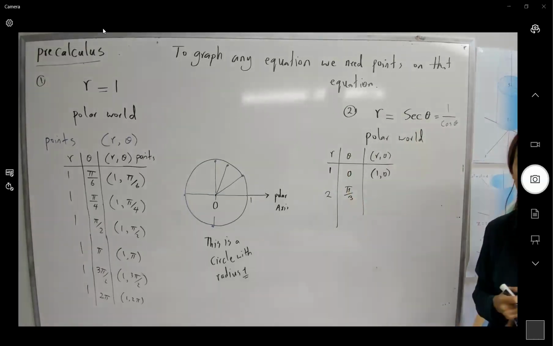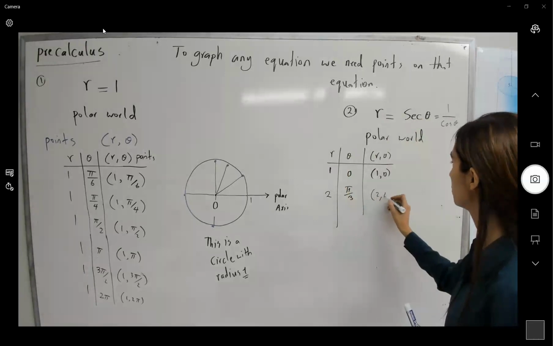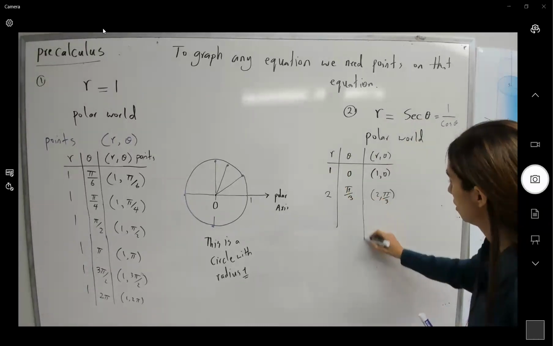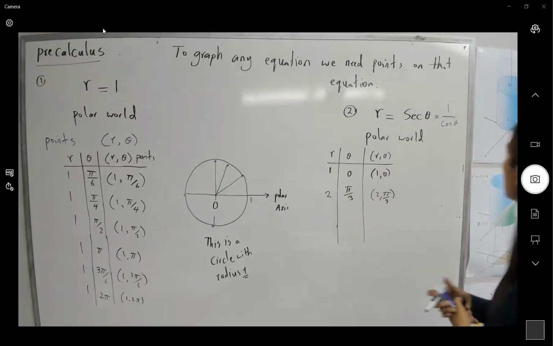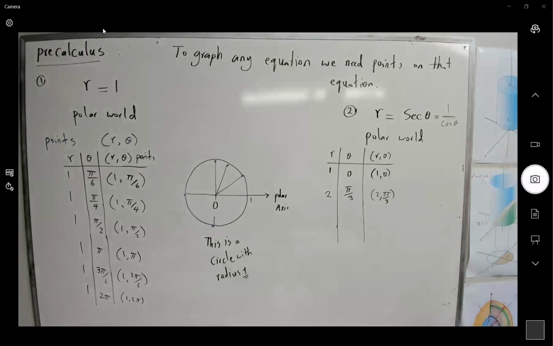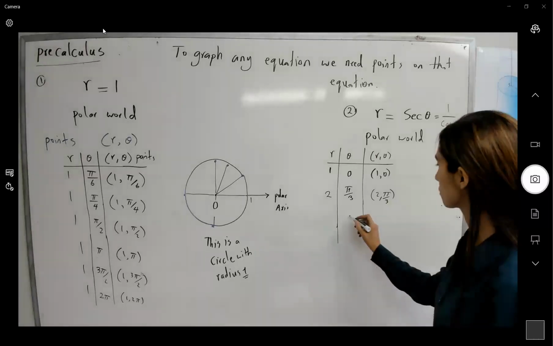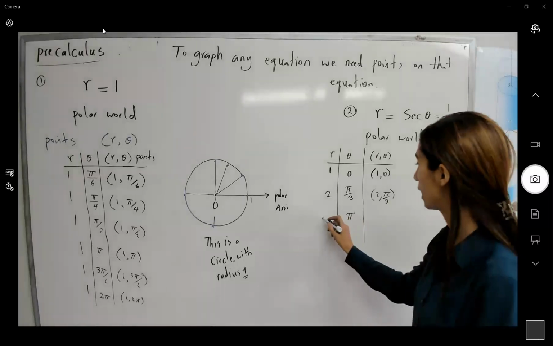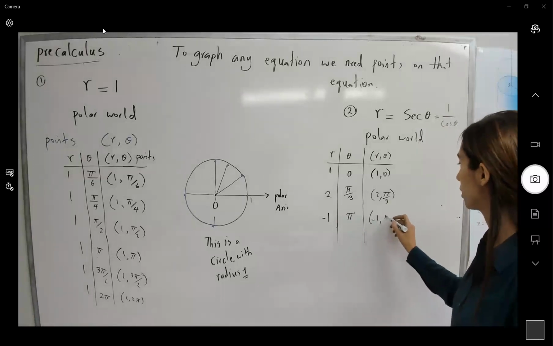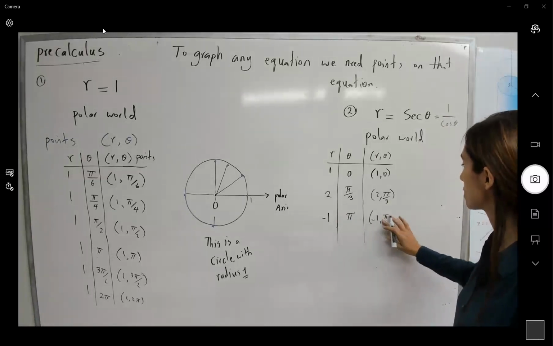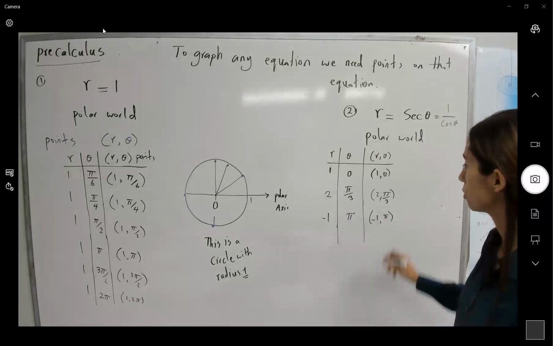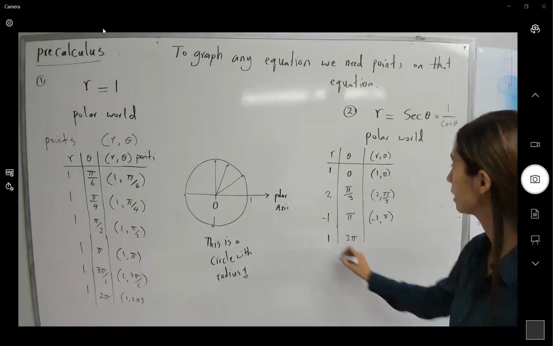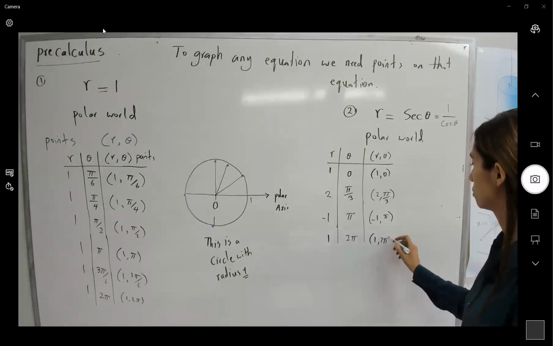r is 2, and I have pi over 3. What is the next point? Let us plug in pi. If I plug in pi, I get 1 over -1, which is -1. So I have -1 and pi. You can continue this process. You can plug in, for example, 2 pi, and you get 1. Again, this is 1 and 2 pi.